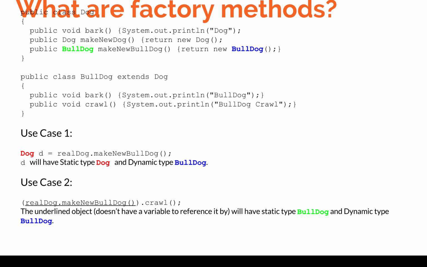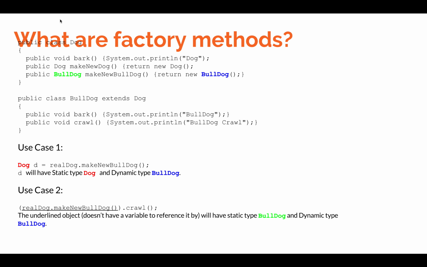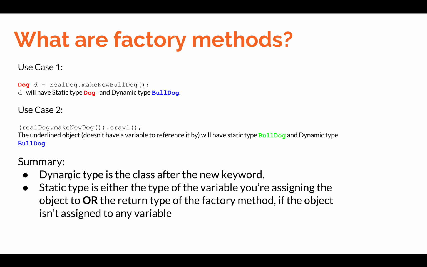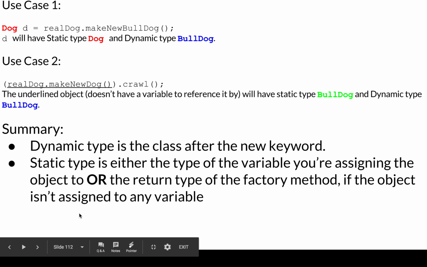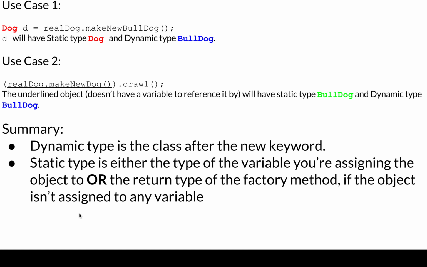Okay, so I show that as a summary in the next thing here. Here's a summary. Dynamic type is the class after the new keyword. There's no problem there. There should never be a problem there. Simply the thing after the new keyword. That's the dynamic type. The static type is either the static type of the variable you're assigning it to, which was case 1 that we saw. If you're not assigning it to any variable, then it is the return type of the factory method.